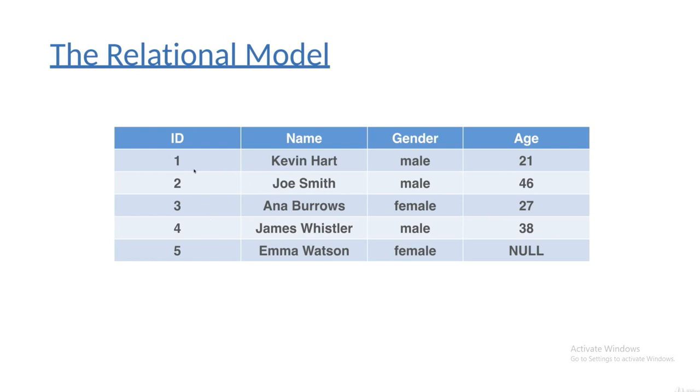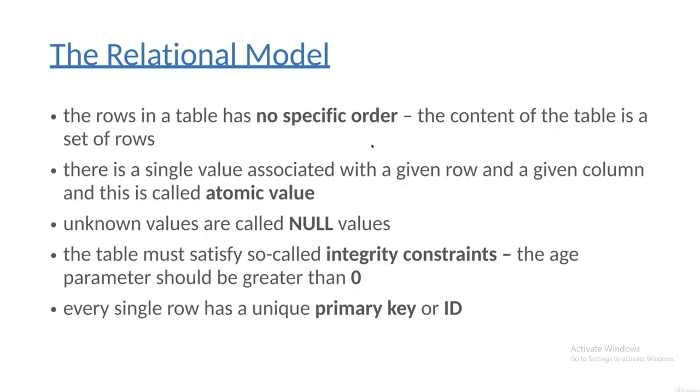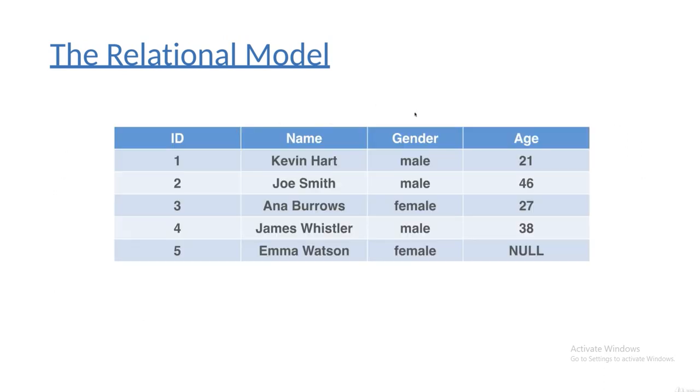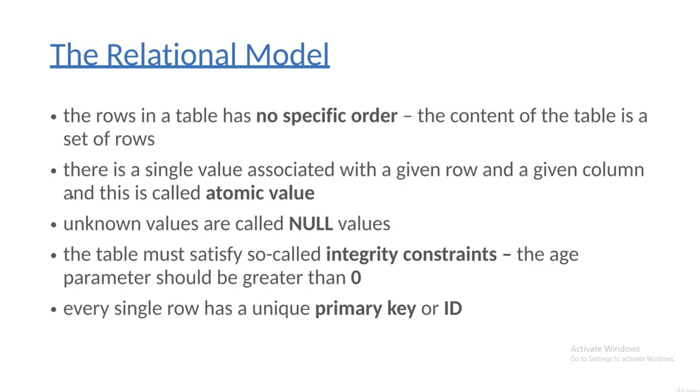So these rows are not necessarily ordered in ascending order, 1, 2, 3, 4, and so on, because the content of a table is a set of rows. There is a single value associated with a given row and a given column, and this is called the atomic value. So for example, if we are dealing with the gender column, as far as the fourth row is concerned, where the ID equals 4, then as you can see, there is a single atomic value, male.